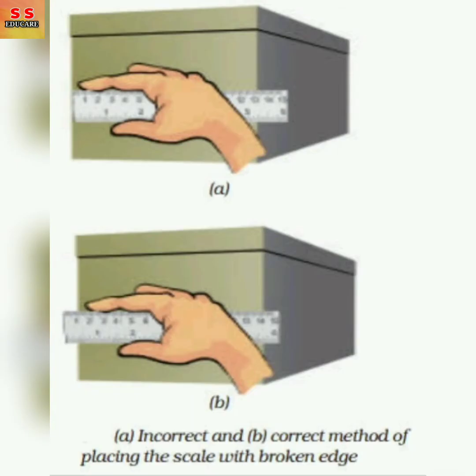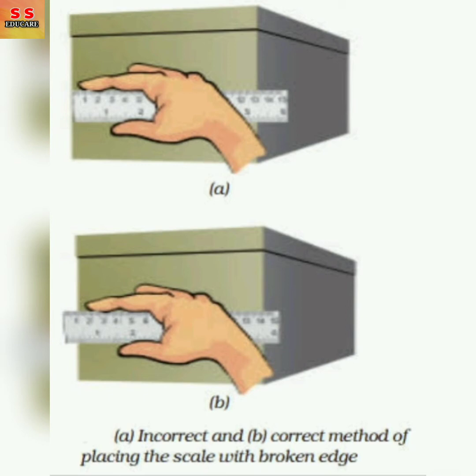Point 1. Place the scale in contact with the object along its length. If the meter scale is not placed exactly along the length being measured, we will get a wrong reading. It is therefore necessary to position the meter scale correctly.